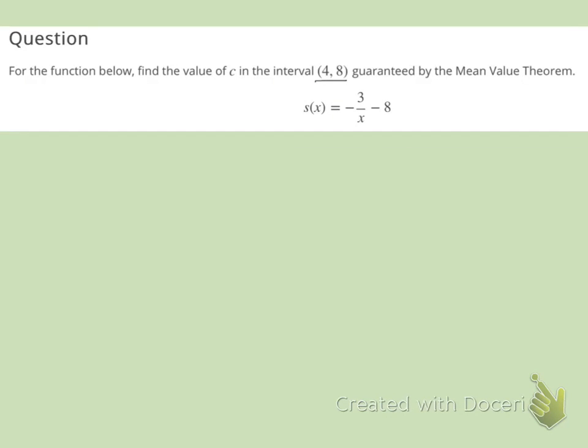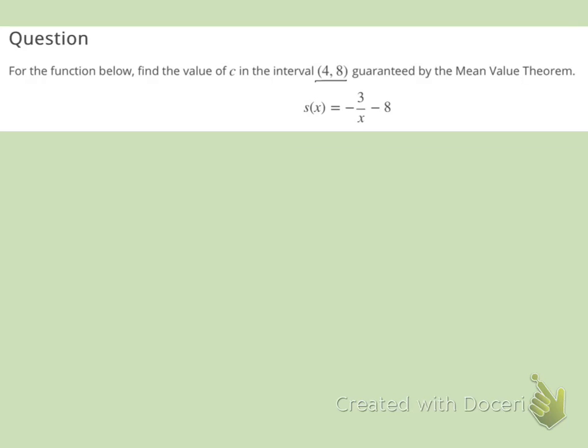In this practice problem, we want to use the mean value theorem to find c in the interval from 4 to 8. So the mean value theorem says that if our function is continuous over the closed interval from 4 to 8 and differentiable over the open interval from 4 to 8, then there exists some value c where the derivative at c is going to equal the slope of the secant line.